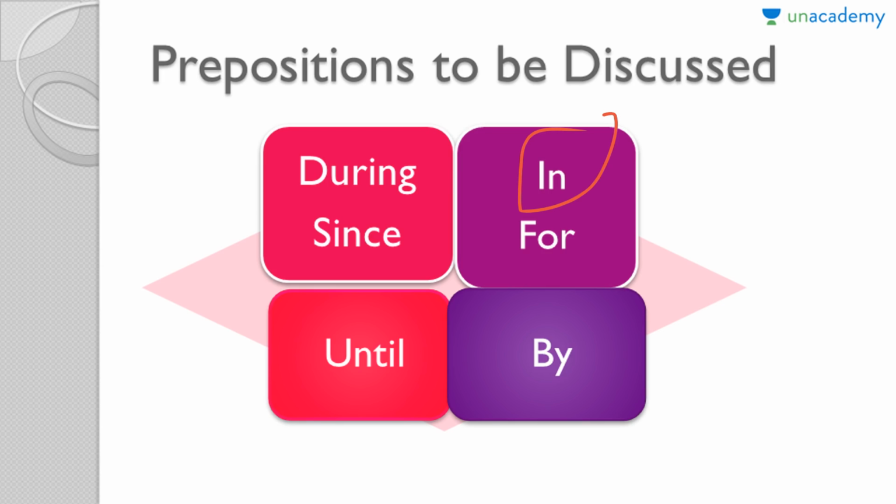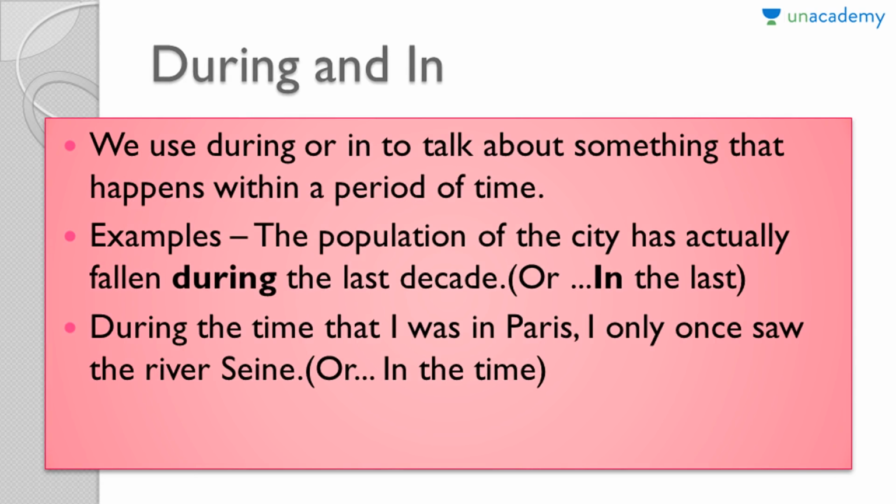So let's proceed. During and in. We use during or in to talk about something that happens within a period of time. So anything that happens within a period of time, in order to denote that, we use these 2 prepositions, during and in. So let's see the examples. The population of the city has actually fallen during the last decade, or in the last decade. So here they can be used interchangeably.